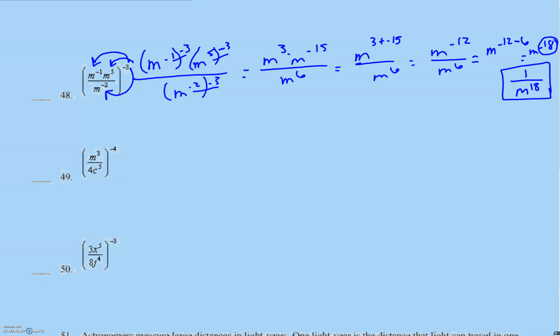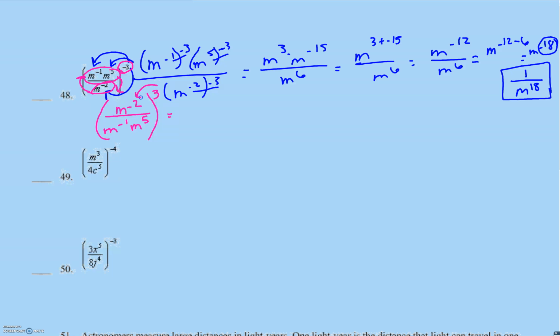The other way we could do this problem is we could get rid of the negative exponent right away. And we do that by taking the reciprocal of whatever's inside. Whatever's in the top goes to the bottom, and whatever's in the bottom goes to the top. So we'd have m to the negative 2 over m to the negative 1, m to the fifth. And again, we don't change anything inside of there. We just change its position and make it a positive 3.